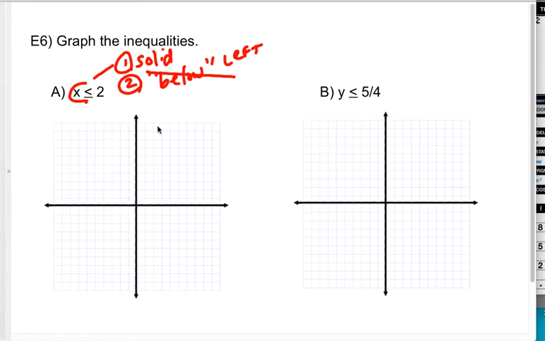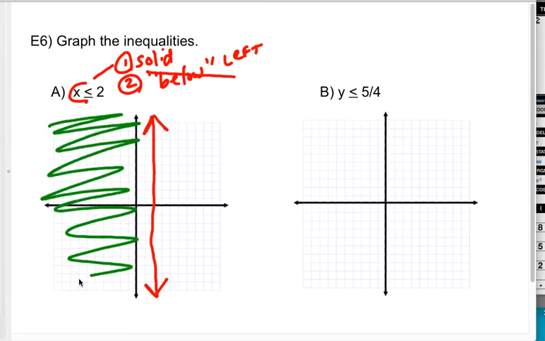Sorry, I thought I had the eraser, didn't. Okay, so there's my solid line as best as I can, solid vertical line where x is always 2, right? And then I'm going to shade below that, which is to the left, because again, if you're trying to picture the ladder thing, there is no way to stand on this ladder. It's a vertical line, right? There is no above and below.